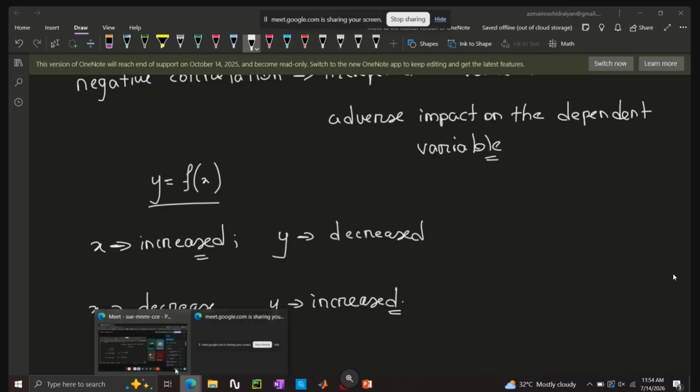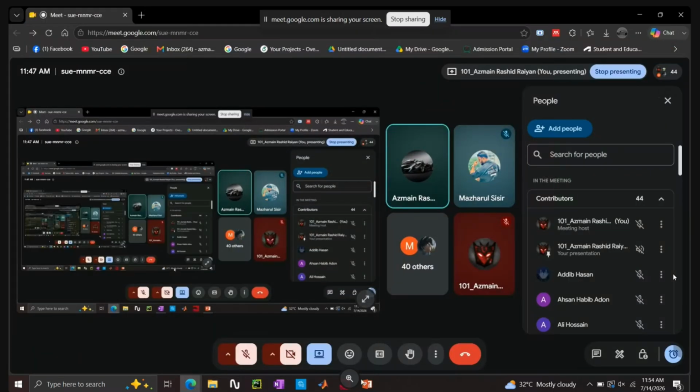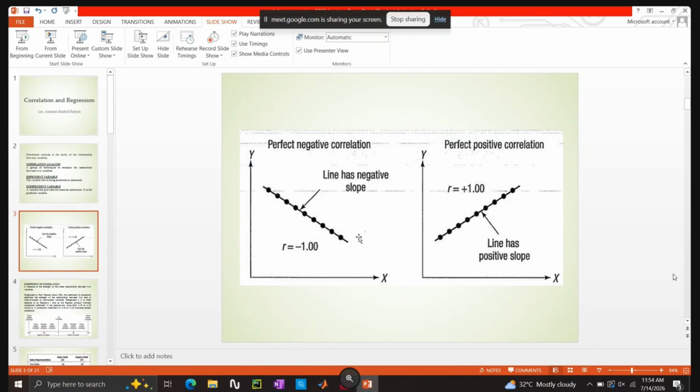Yes. So this is what these two graphs actually indicate. Here we can see two graphs. In one, the correlation coefficient is positive. You can see that with increasing value of x, the y value increases. On the contrary, the correlation coefficient is negative, that's why with increasing value of x, the y value decreases. So this is what the sign of the correlation coefficient indicates.